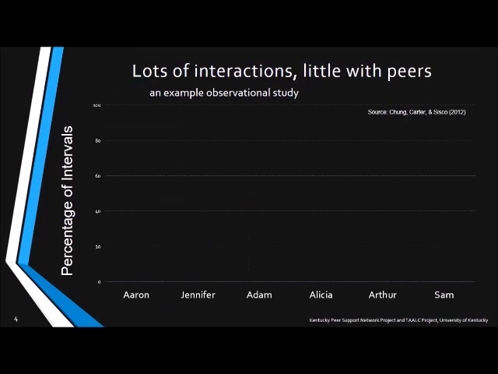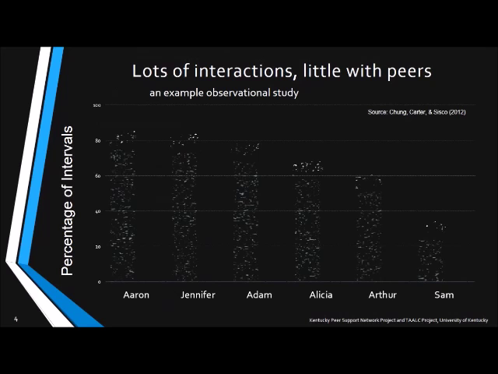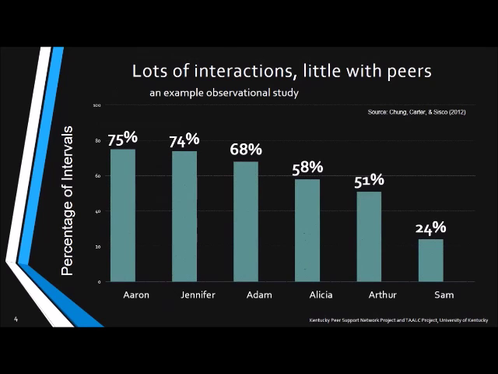So we have lots of data from Eric Carter. In one of his studies, he looked at the interactions for students with significant disabilities. And in his initial observation, there were lots of interactions. You can look at these students, Aaron and Jennifer, 75% of the time they were involved in interactions. The other students, you can see 68%, 58%. Sam was down at 24%, but they did have interactions.